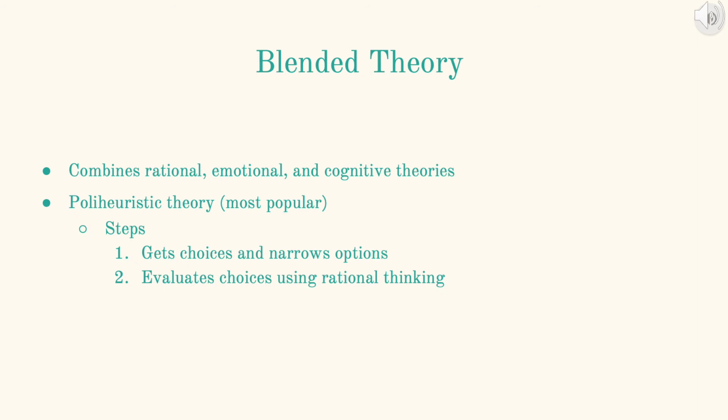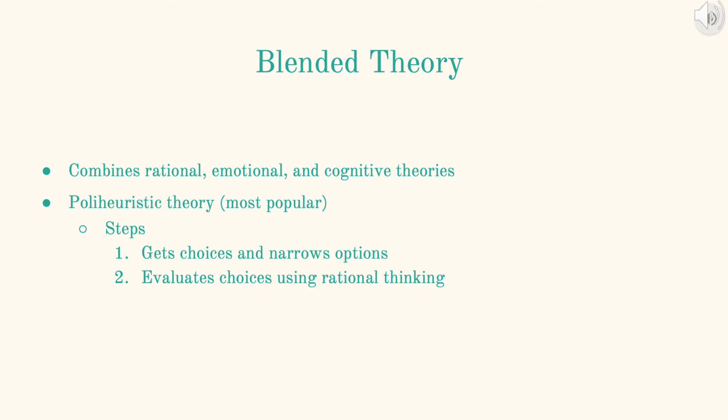Lastly, there is the blended theory. It is a combination of the rational, emotional, and cognitive theories, which brings us to the most popular theory in this, which is the polyheuristic. It essentially combines aspects from cognitive and rational approaches. The first step is cognitive, by getting all the choices and narrowing it down. Then it's followed by using rational techniques to evaluate each option.